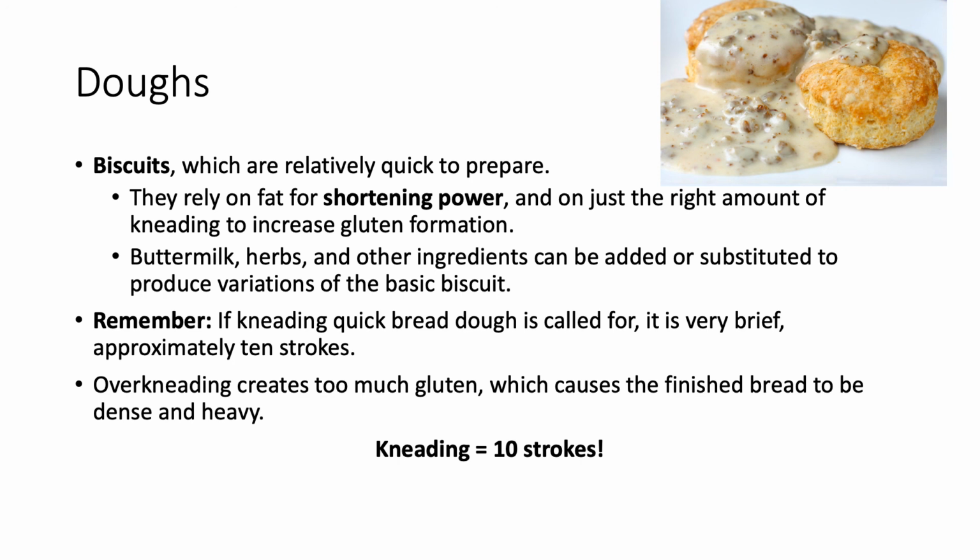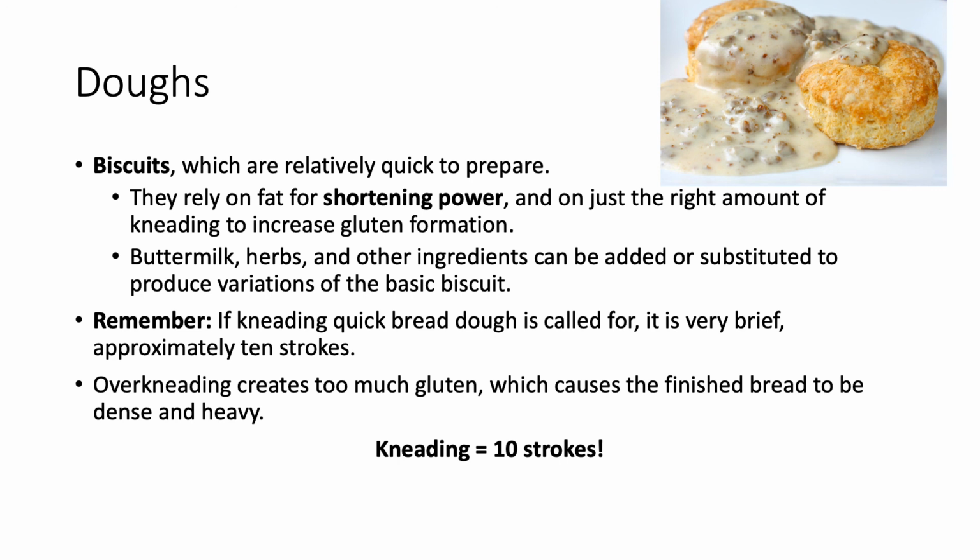Buttermilk, so buttermilk biscuits are pretty common. That actually promotes a white interior to the product, whereas they'll have that yellow golden crust on the outside. Herbs and other ingredients can also be added or substituted to produce different variations of the basic biscuit. Buttermilk biscuits are probably the most common one you're going to see.